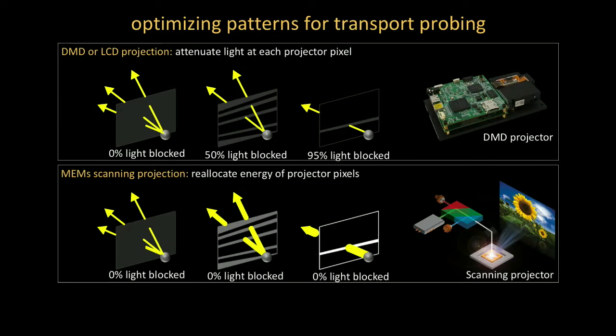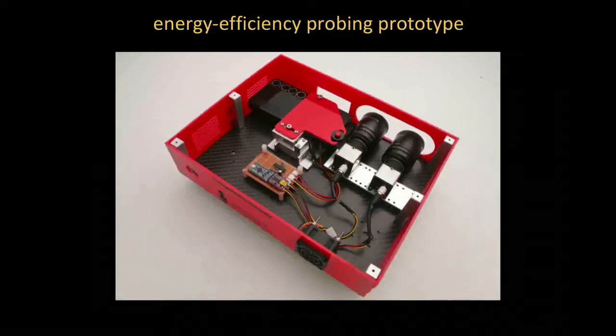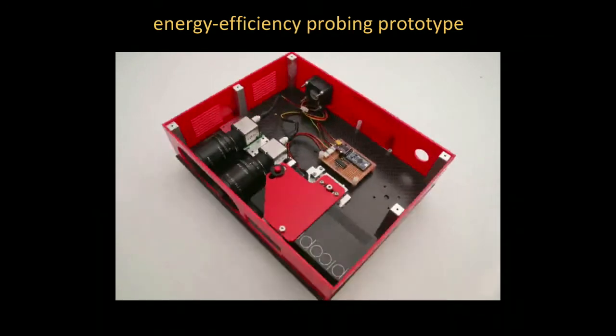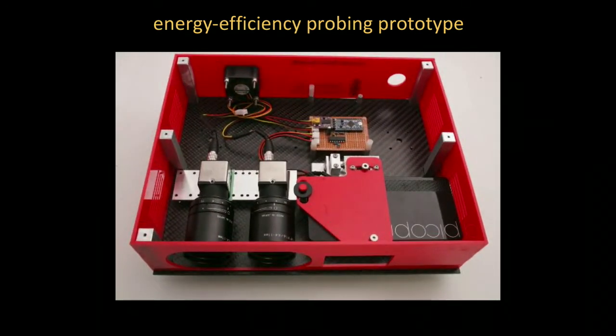But there are other types of projectors that you can make use of that will make the transport probing procedure much more efficient. So for example, you can make use of a laser projector, which instead of blocking light, basically raster scans the scene with a ray of light. And that significantly changes how we perform probing and changes the patterns that we use for probing. One of the projects that involved this form of energy efficient probing, where we're trying to maximize the light energy available for probing, involved creating a new setup.